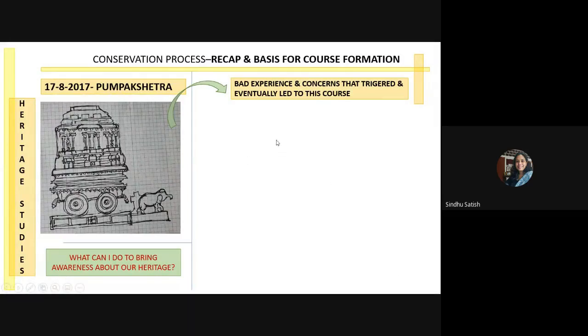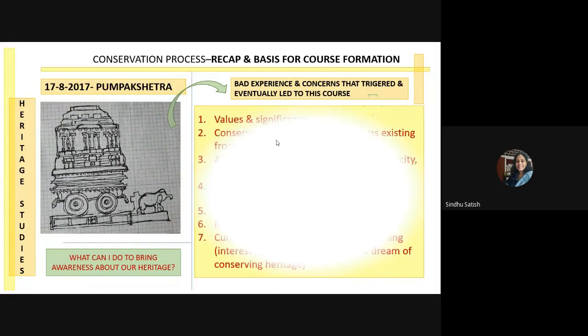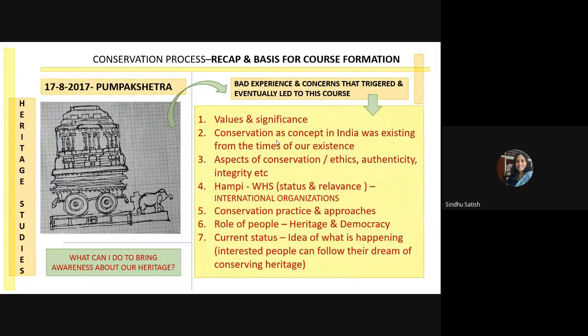This led me to formulate what one should really know in order to respect this. A lot of things came into my mind: the conservation and heritage aspects that one should be aware of, the values and significance associated with this heritage, and the conservation ethics. Some of the points relate to World Heritage Sites, so I felt people should also have knowledge of World Heritage Sites.